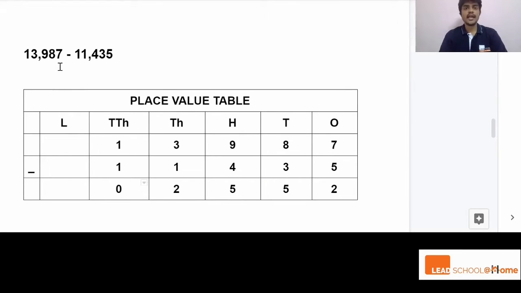Now 13,987 minus 11,435 is 2552. The correct answer is 2552. This is how I do the subtraction of large numbers.